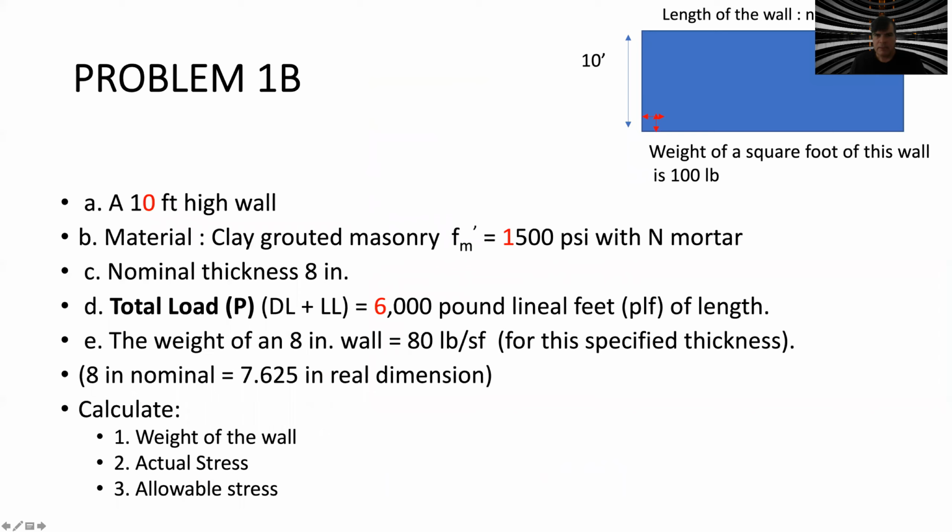Problem 1b is similar. We have a wall that again is 10 feet tall. The material is different, it's clay grout masonry of 1,000 PSI. The mortar is N, is also different. The nominal thickness is 8. 8 means 7.625 in the real dimension, and the total load is 6,000. Because this material is not as thick as before, also the weight of this particular wall is 80 pounds per square foot. We need to calculate the same.